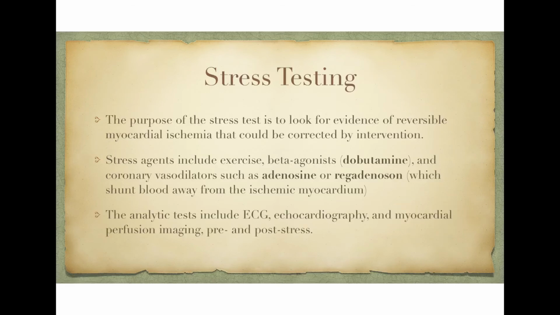Next, after stressing the patient, you have to do some kind of test in order to identify whether there's evidence of ischemia. And you can do that by getting an ECG before and after the stress. You can do an echocardiogram before and after the stress, or you can do a nuclear medicine test called myocardial perfusion imaging, which looks for the heart's ability to take up a radioactive isotope. And ischemic or infarcted tissue will be significantly worse at taking up that isotope.